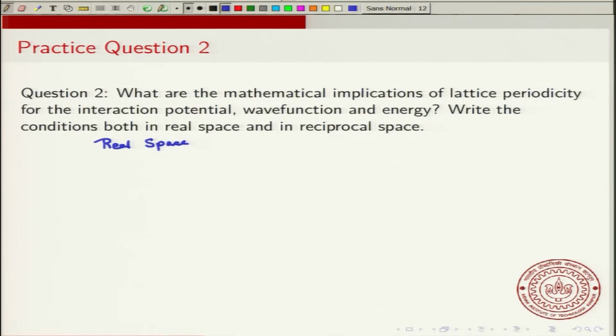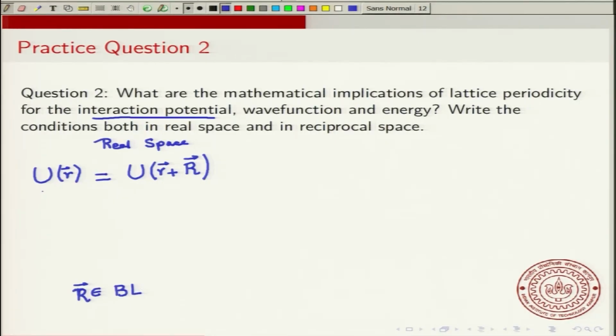Okay, so clearly starting with the interaction potential. If I call it U of r, then because of the lattice periodicity, U of r should be U of r plus R, where R is a vector in the Bravais lattice. R is a lattice translation vector, so it belongs to the Bravais lattice. So that means it is a lattice translation vector.